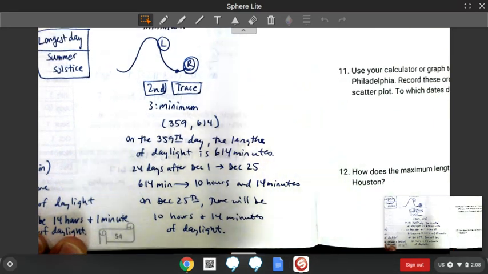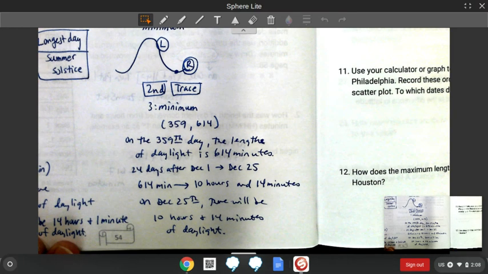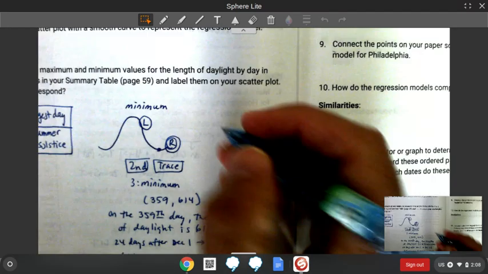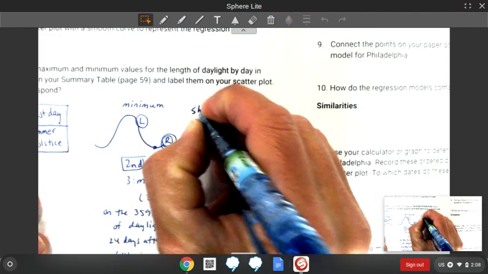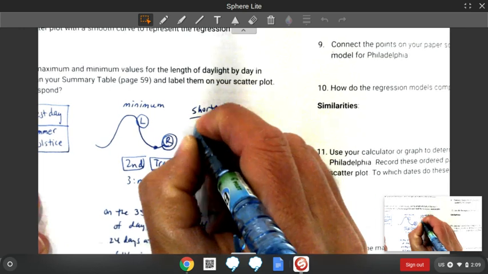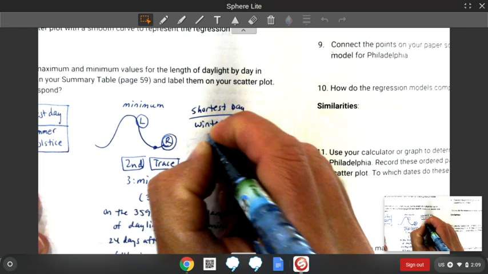That is not a lot of time. So remember, in the summer, days are longer. The sun's out for more time. The winter, days are shorter. Sun's out for less time. We have more darkness. So there's a special name for the shortest day of the year, and that is called the winter solstice.